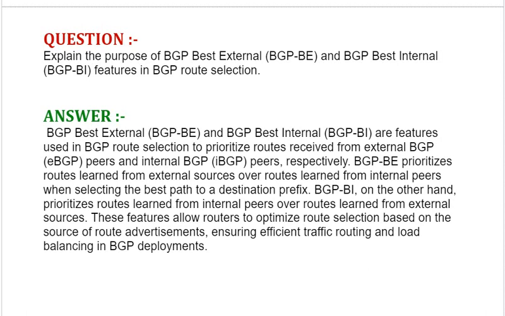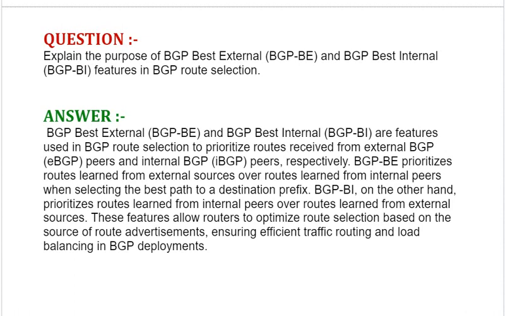Our next interview question is: explain the purpose of BGP Best External, BGP BE, and BGP Best Internal, BGP BI, features in BGP route selection. Your answer should be: BGP Best External, BGP BE, and BGP Best Internal, BGP BI, are features used in BGP route selection to prioritize routes received from external BGP (eBGP) peers and internal BGP (iBGP) peers respectively.